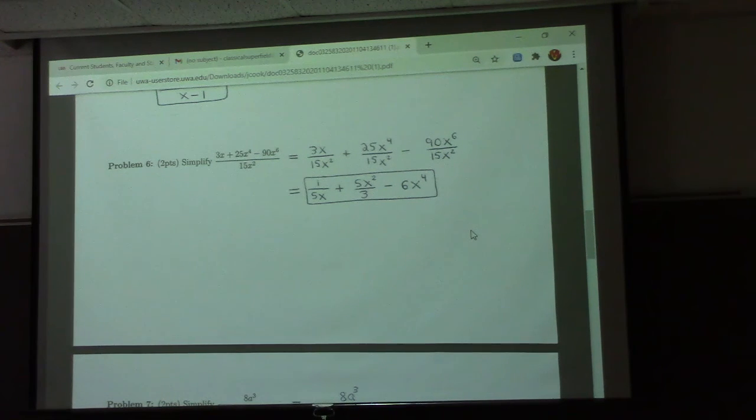So you can break across the addition in the numerator, and then simplify powers like x over x squared is 1 over x. x to the 4th over x squared is x squared. x to the 6th over x squared is x to the 6 minus 2, which is x to the 4. 90 over 15 is 6. 25 over 15 is 5/3. 3 over 15 is 1/5. I don't know if I got that one either.